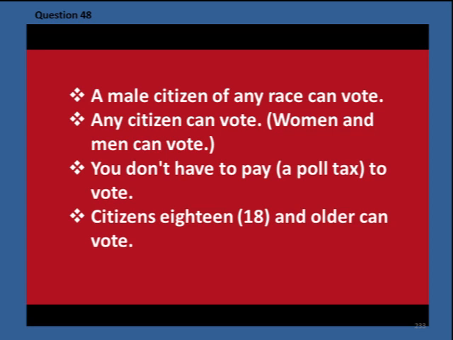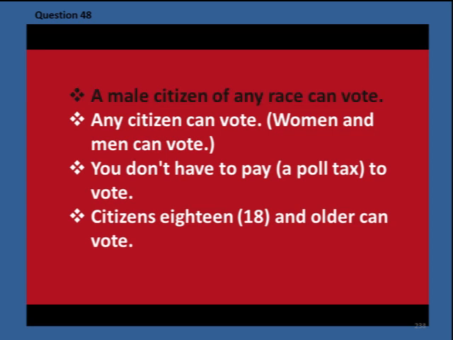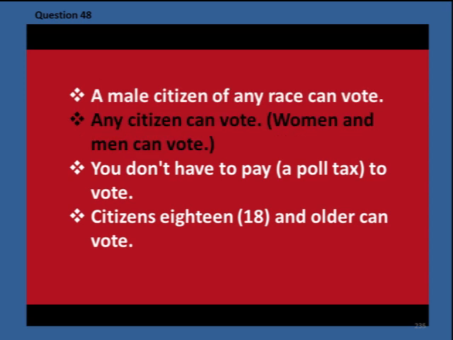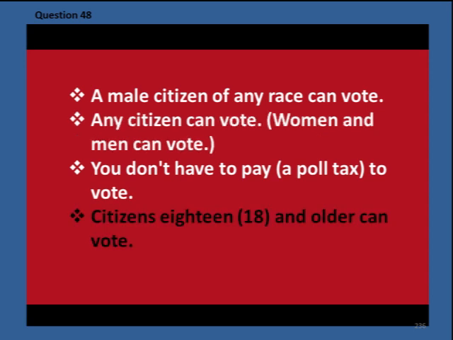A second amendment about who can vote allows a male citizen of any race to vote. A third amendment allows any citizen to vote, both men and women. The last amendment allows any citizen who is 18 or older to vote.